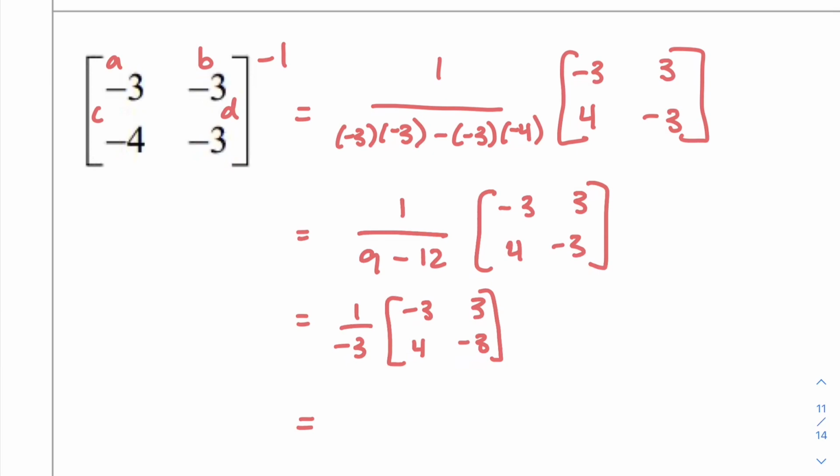And then you're going to do scalar multiplication with that negative 1/3. So your final matrix, you'd have negative 3 times negative 1/3, which would give you positive 1. 3 times negative 1/3, which would give you negative 1. 4 times negative 1/3, so negative 4/3. And negative 1/3 times negative 3, which would give you another positive 1. So that would be the final inverse of the original matrix. 1, negative 1, negative 4/3, 1.